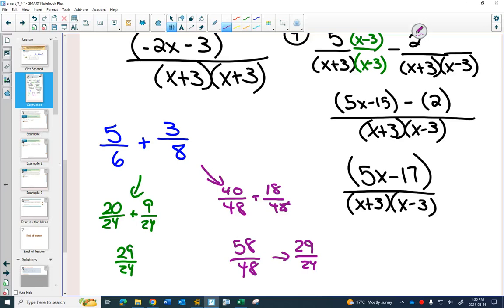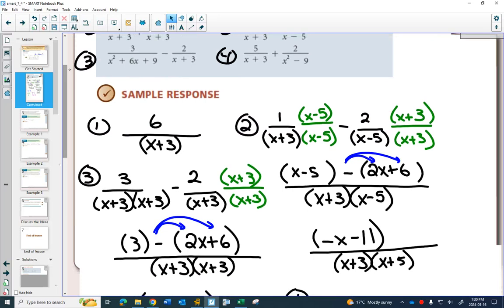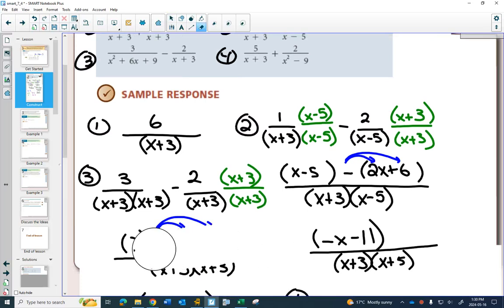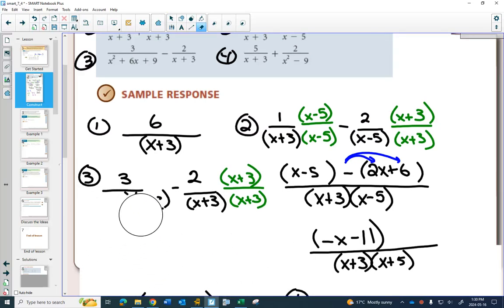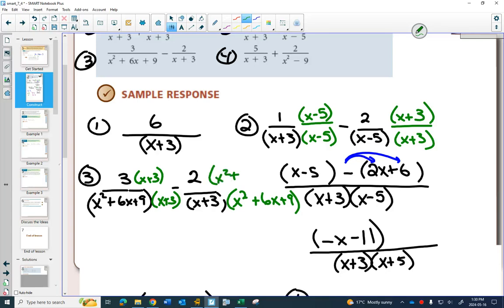Okay, we go up. Let's go to example 3. I'm going to erase it. I'm going to do it badly. I did factor. I left this as x squared plus 6x plus 9. And I wanted to get a common denominator. So I was like, well, this one's missing the x plus 3 now. And this one's missing x squared plus 6x plus 9 now. This isn't wrong, but this will end up bad.